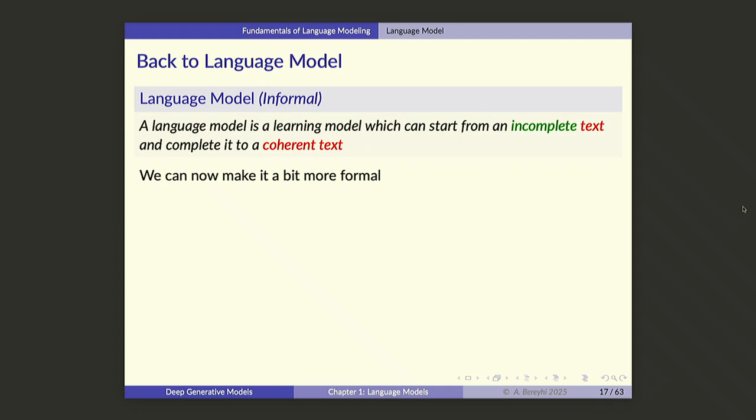So it's going to get one incomplete text, and then it's going to generate a complete text, which is coherent. And how did we enter or inject that text into the neural network? How did we do that? How do we represent a text as a mathematical object?